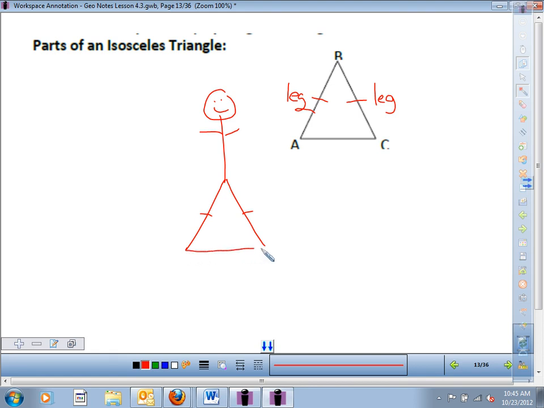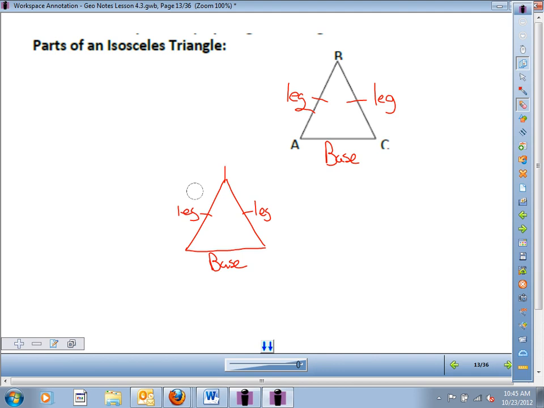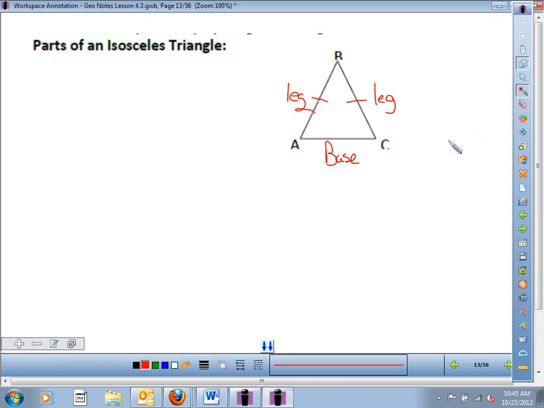And then what you stand on, this part right here, these are my legs. The part you're standing on, that's the base. So this part down here would be the base. That's what you're standing on. So we have our two sides. You're also going to hear me say some of these same things next class when we talk about lesson 4.4. So these two sides are called the legs, and then the non-congruent side would be called the base.